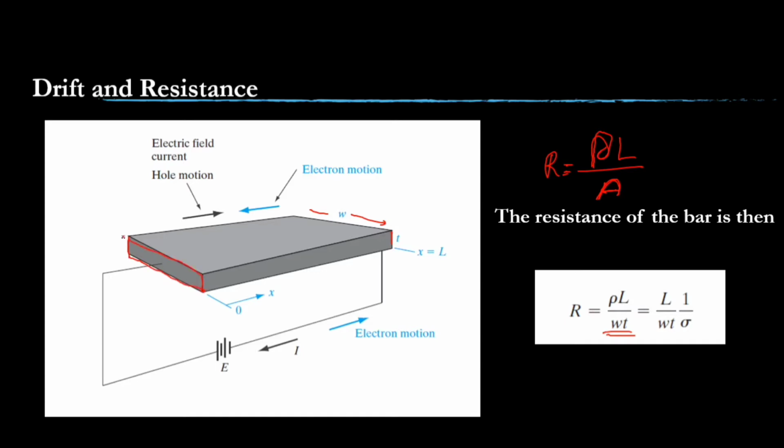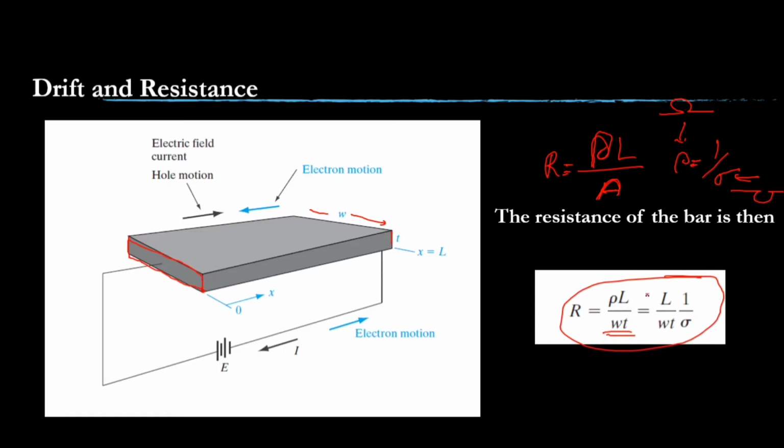And the conductivity is 1 by rho, so rho is equal to 1 by sigma. This is the resistivity, this is the conductivity. The resistivity unit is ohm, the conductivity unit is mho. So this resistance equation of drift charge carriers inside a semiconductor is still the same, no doubt.